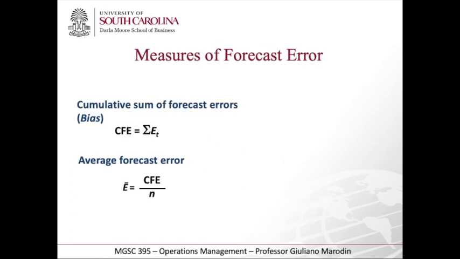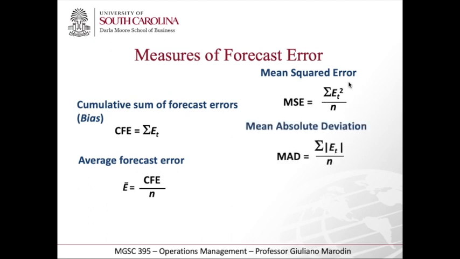With error, you can calculate different measures. You can calculate the cumulative sum of forecast errors, which is just the sum of errors for every period of time. You can calculate the average forecast error, which is that cumulative sum divided by the number of months that you forecasted, that's n. You can calculate the mean square error. So you're just squaring that and summing all that and dividing it by the number of times. So you have the mean of that squared error. Or you can have the mean absolute deviation, where you're taking the absolute value.